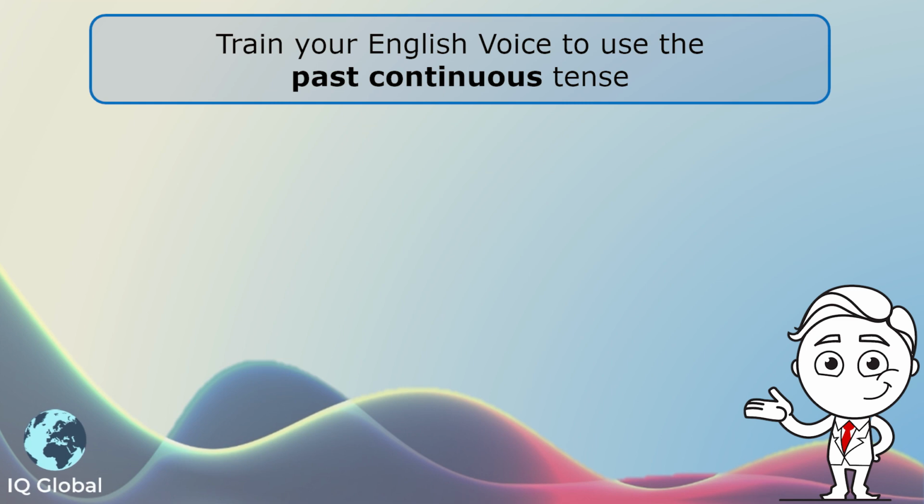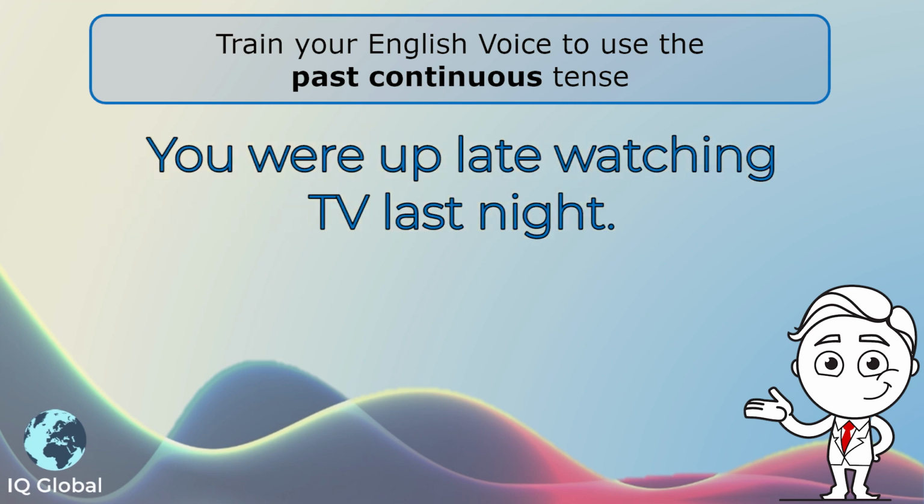Let's have a look at another example. You were up late watching TV last night. So here we have a specific point in time. We are talking about last night. The subject is you, so we used the word were. That tells us it is past tense. And we have verb plus ing, which makes it watching, and that tells us that it is continuous. So this is a past continuous tense sentence.